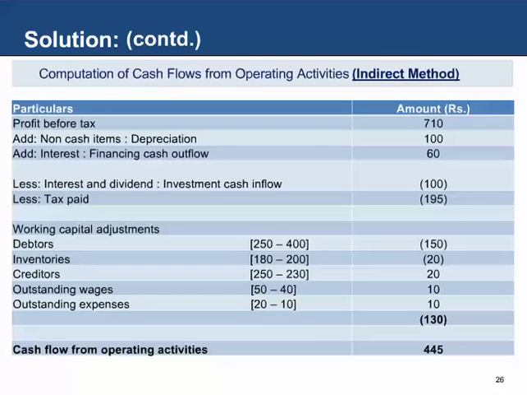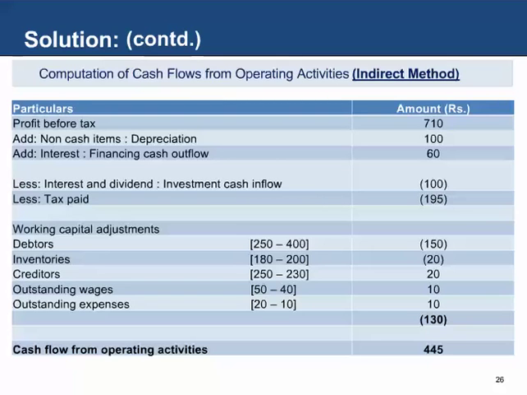Since it's an advance tax paid, as we discussed earlier, the taxes are generally taken as operating activities unless they can be specifically identified to financing or investing activities. We do working capital changes. There was an increase in debtors from 250 to 400, thus it's a negative cash outflow, 150.